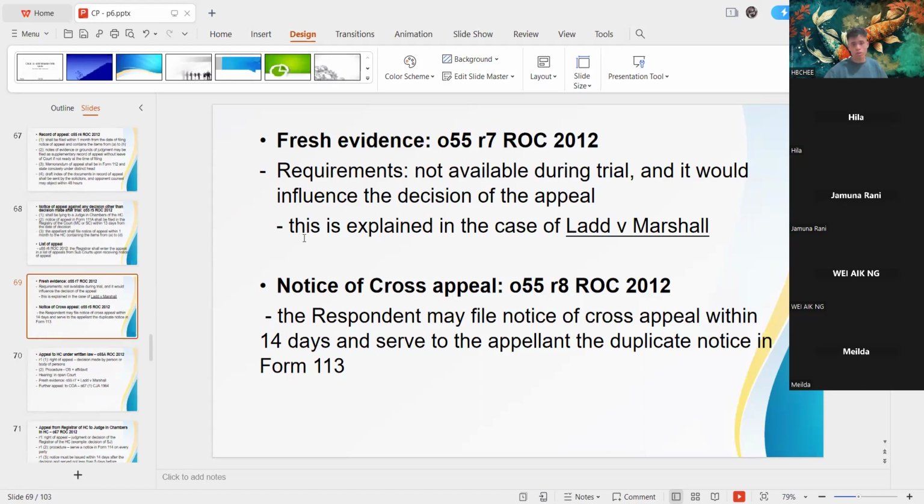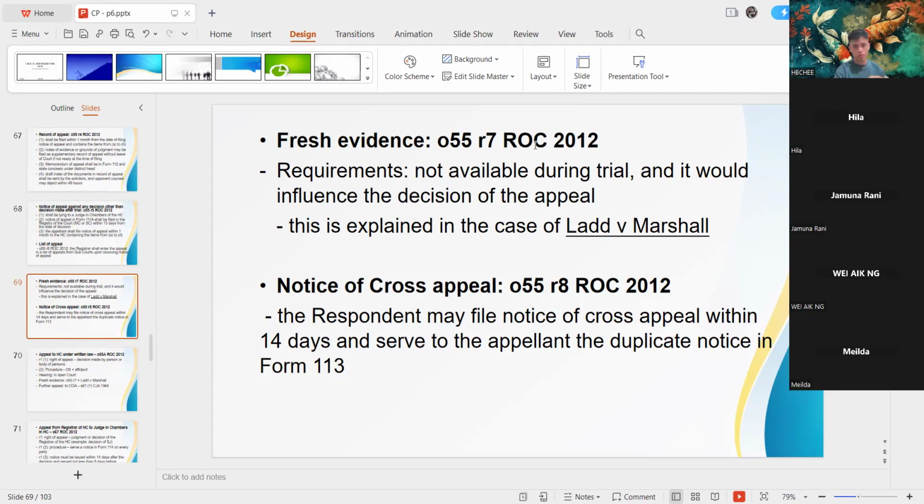Okay, so we go with the fresh evidence first. It's quite commonly seen in the appeal question now. So whether or not the court will allow the fresh evidence, you have to see in Order 55 Rule 7. The first thing is it's not available during trial, and it will influence the decision of the appeal.